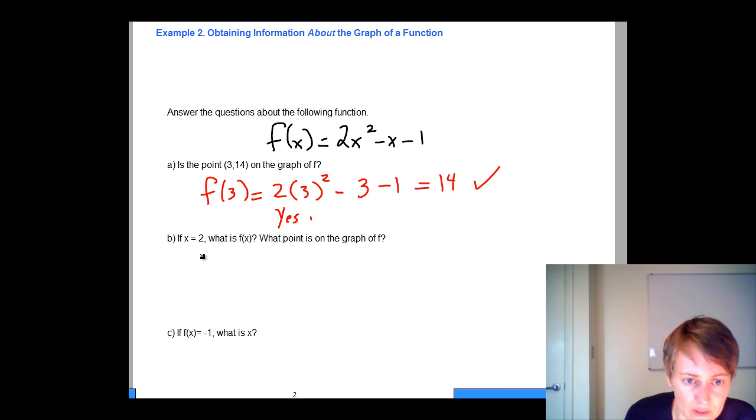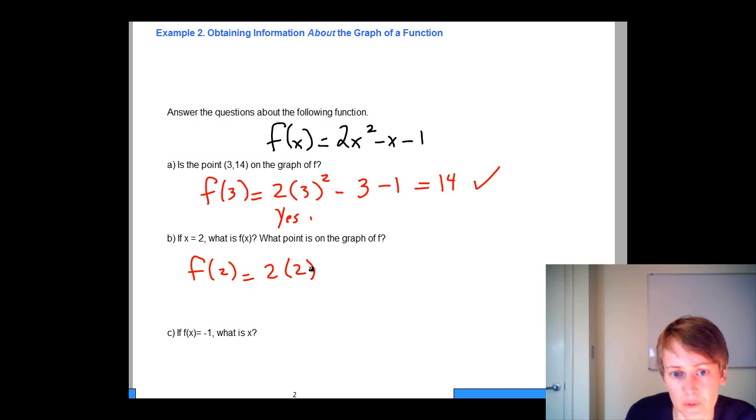Okay, so we're going to do f of 2 and see. So we're going to get 2 times 2 squared minus, that's 8, minus 2 minus 1. 8 minus 3 is 5. That's the answer to that part. That's f of x at x equals 2. We didn't answer this question though.